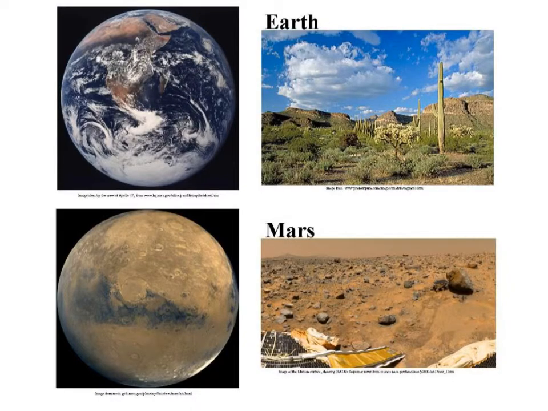So here's Earth and Mars again. Here is a desert scene on Earth. Anybody recognize this particular desert? It's got saguaro cactus in it. This is actually the Sonoran Desert in southern Arizona, northwestern Mexico. And it's desert, which means it's dry. But compared to Mars, it's a lush garden, right?